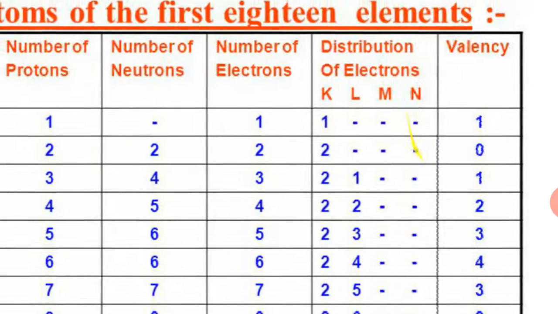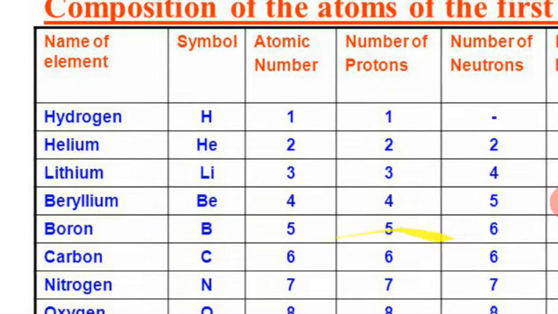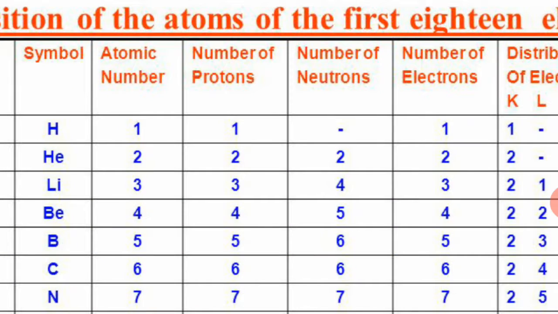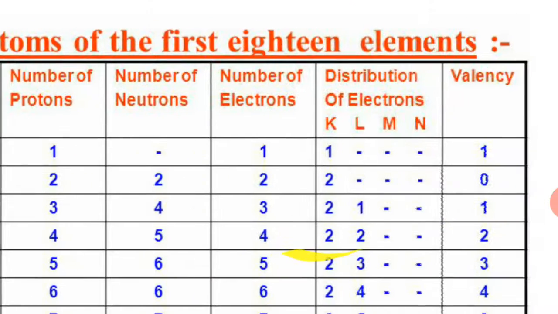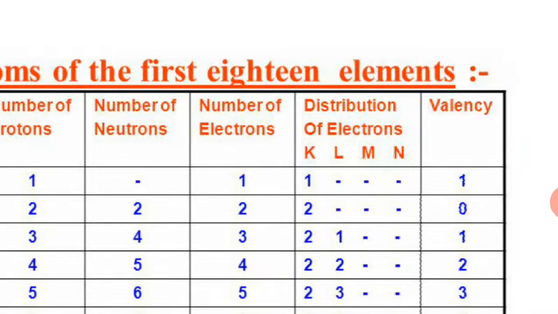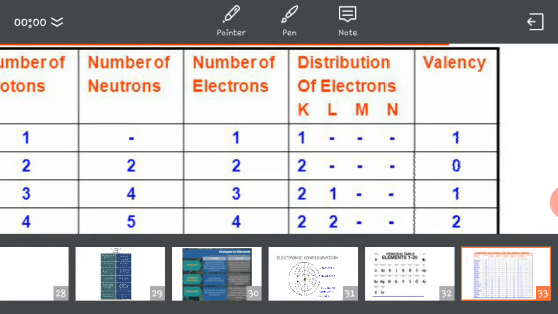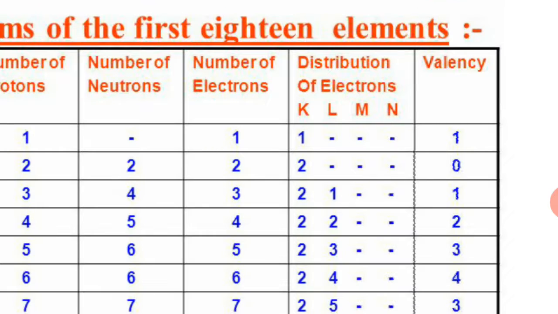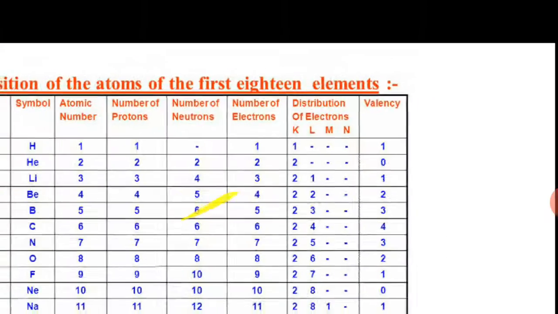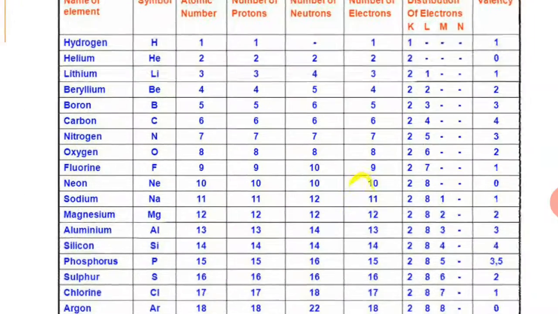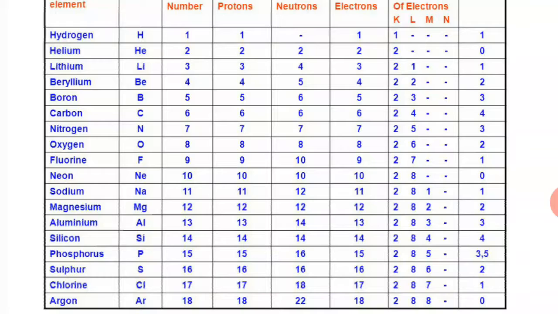Distribution of electrons: you can see here that if we talk about hydrogen, the symbol of hydrogen is H, atomic number 1, proton number 1, there are no neutrons, number of electrons 1. So where will this one electron go? It will stay in the K shell. So this is actually the electronic configuration of an element. I have given the whole chart of the first 18 elements. Please go through it and we'll discuss if you didn't get any.